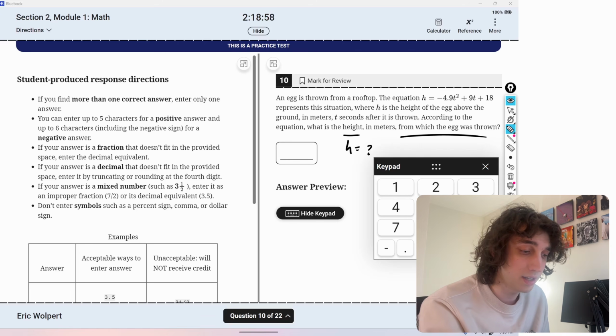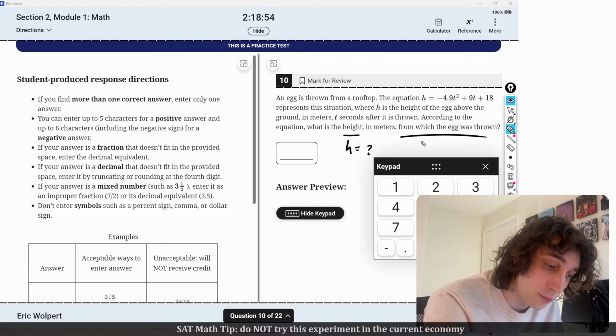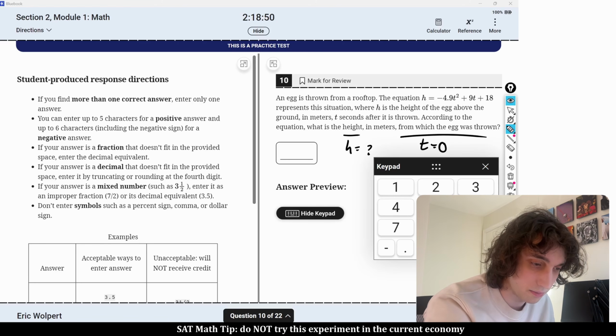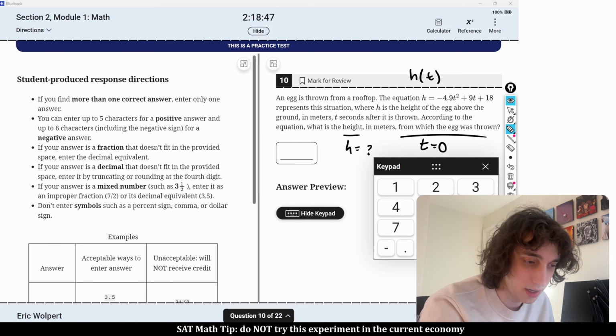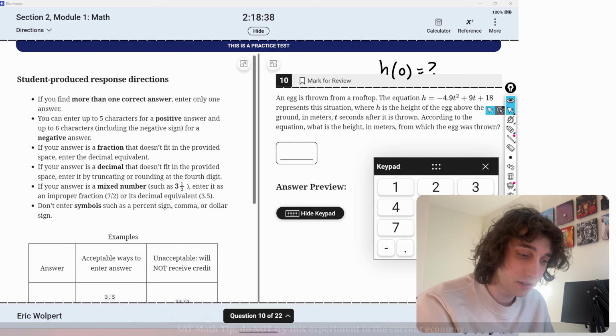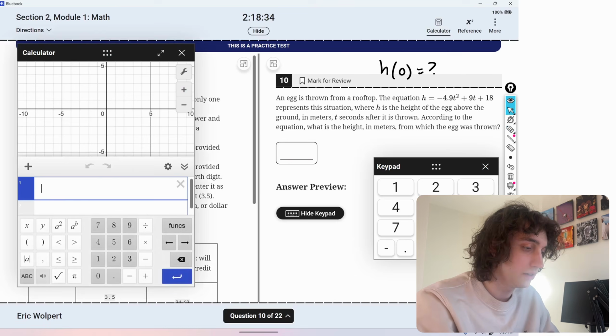Well, if t is the seconds after we're throwing the egg, then when we throw the egg, that is t equals 0. So this is basically saying, think of this as a function h of t. We're solving for h of 0. One approach that you could take is you could plug in 0 and solve. Another approach is h of 0 is just the y-intercept, so we can use Desmos for this.